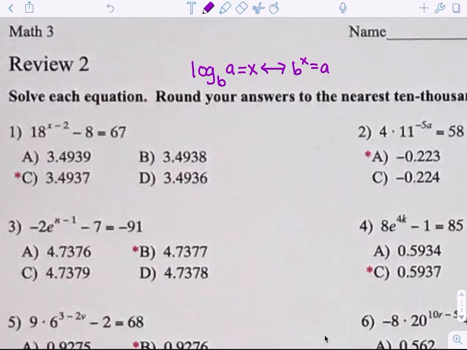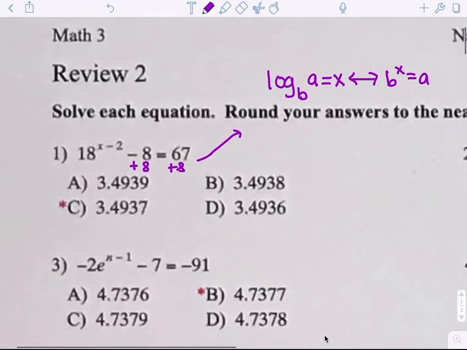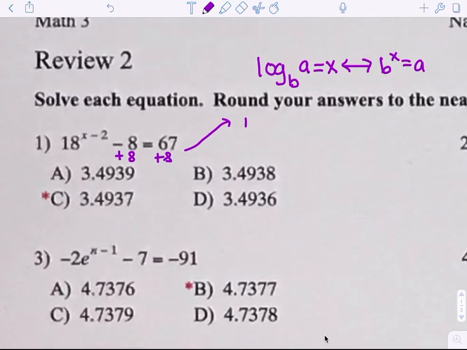Alright, here's your guys' review 2. Here's number 1. So we want this to be an exponential form, so we're going to add 8 to both sides. And we are going to get 18^(x-2) is equal to 75. This is an exponential form, and now we want to change it to be this form.